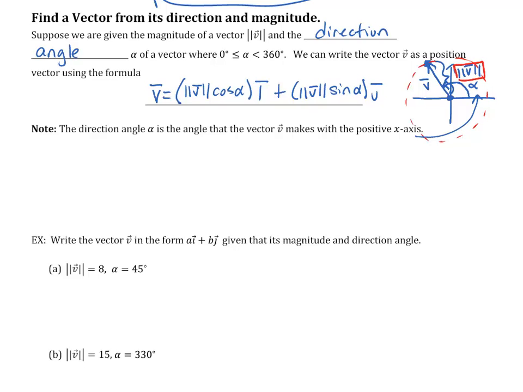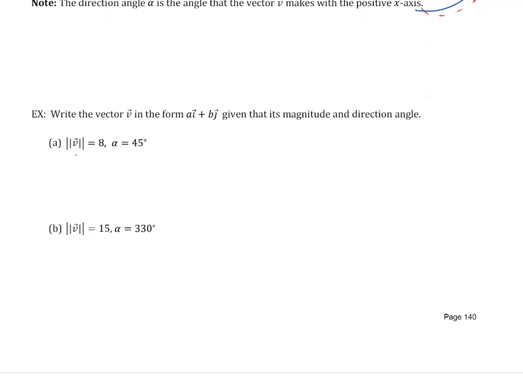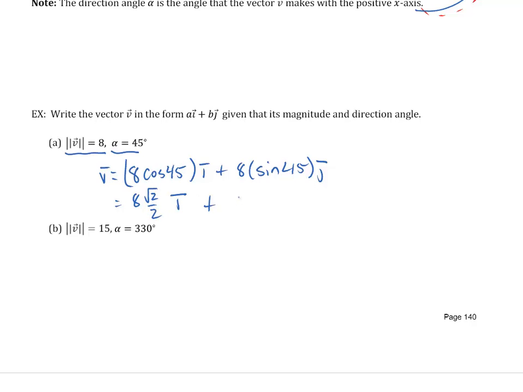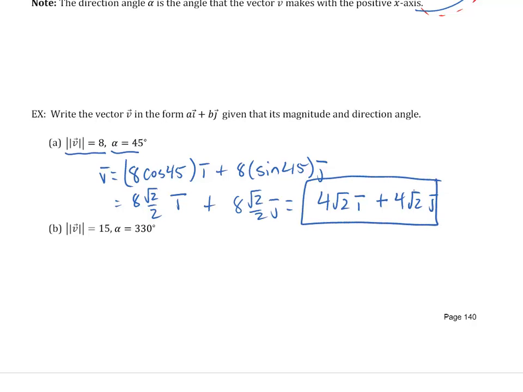So let's use that to answer a couple of questions. If I know the value of the magnitude is 8 and alpha is 45, then vector v is clearly 8 cosine of 45 times i plus 8 times sine of 45 times j, which is 8 times the square root of 2 over 2, i, plus 8 times the square root of 2 over 2, j, or 4 square roots of 2, i, plus 4 square roots of 2, j, just like that, which we could also write as 4 square roots of 2, comma 4 square roots of 2 inside the angle brackets.